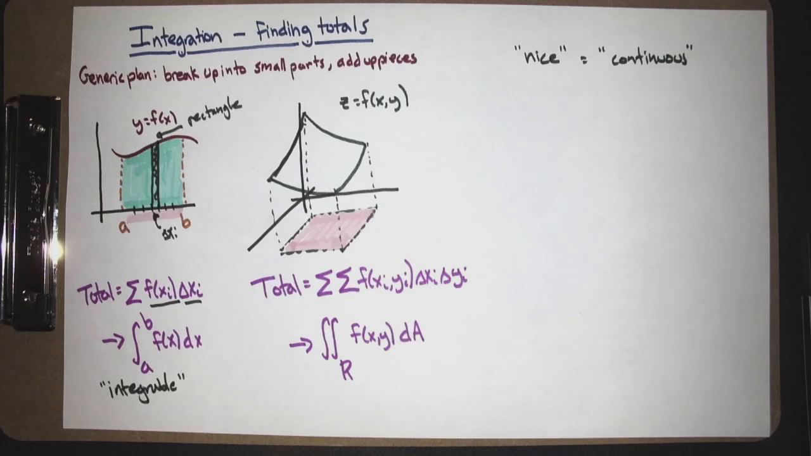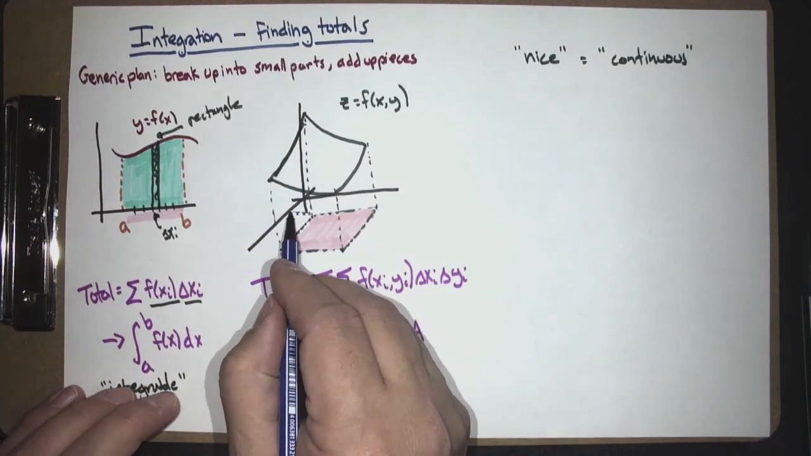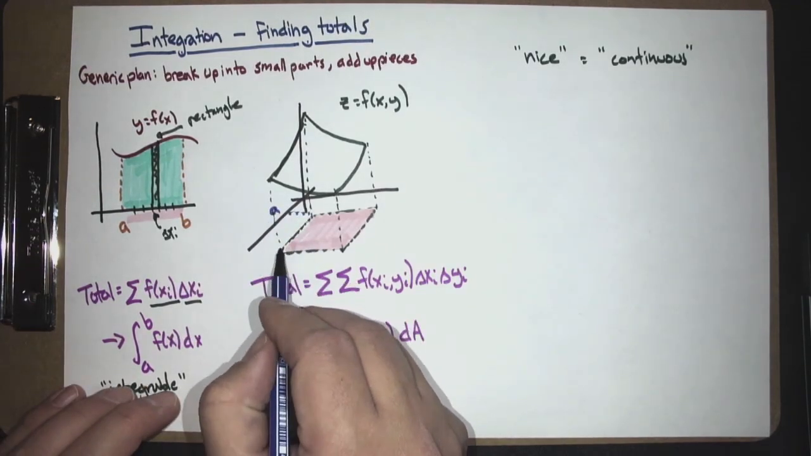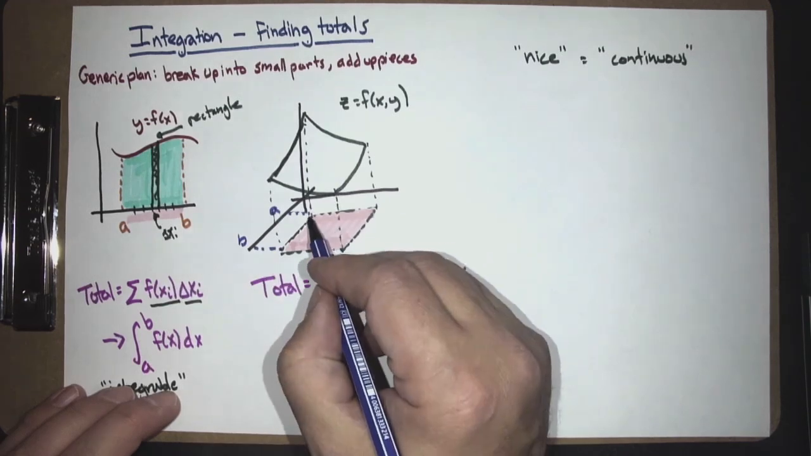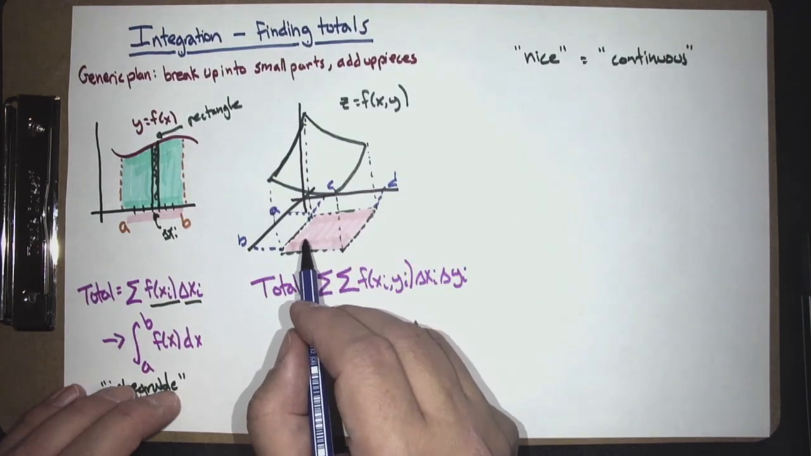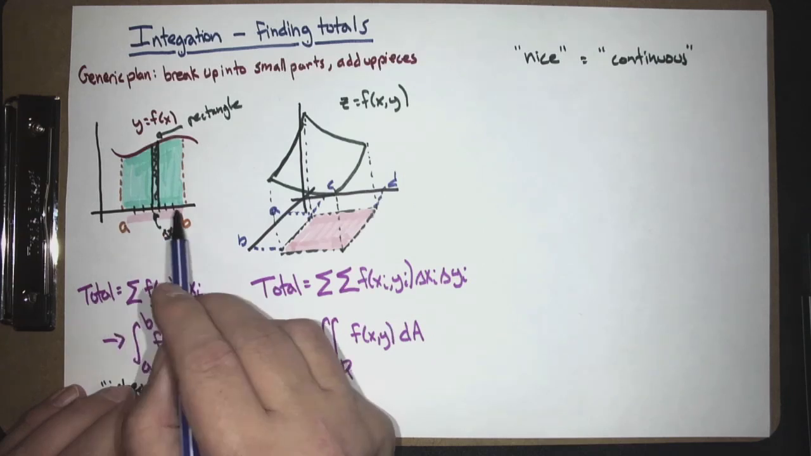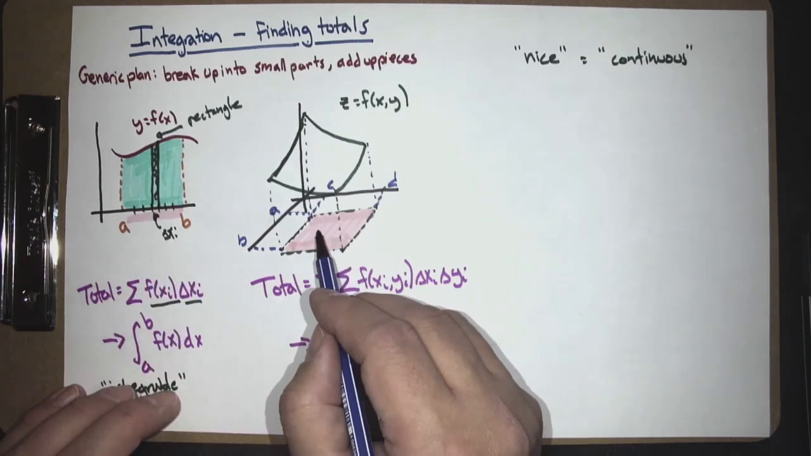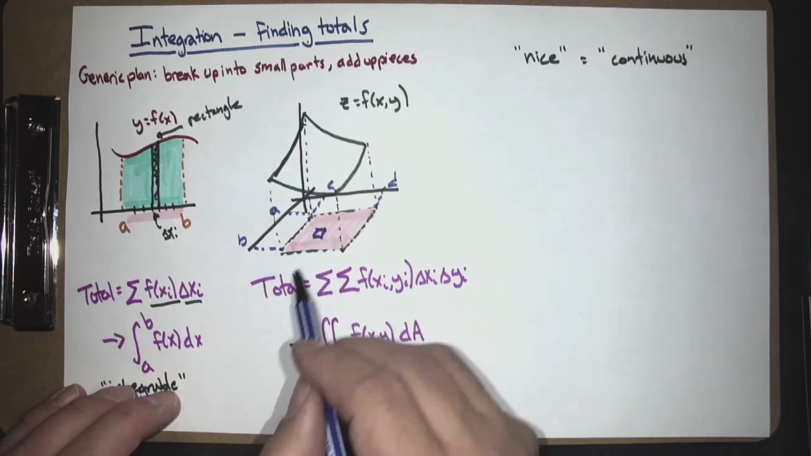Okay. So what should we do? Well, now instead of going from A to B, we might be going over some region. So this might be A to B in the X direction, and it might be going from C to D in the Y direction, for example, for a rectangle. But we'll do the same philosophically. We'll say, okay, well, we'll think about breaking it up into little pieces.